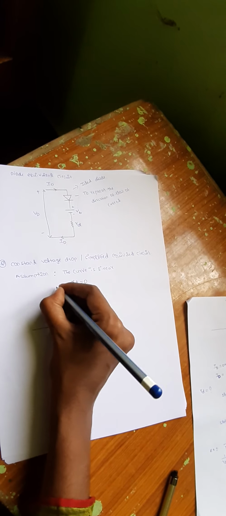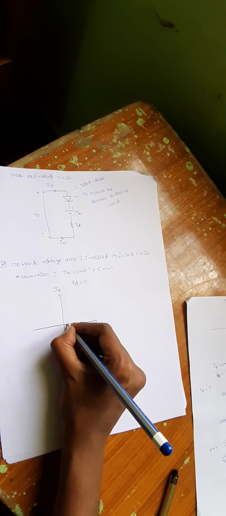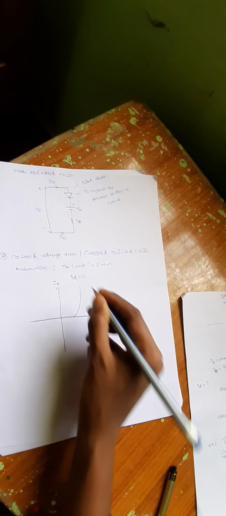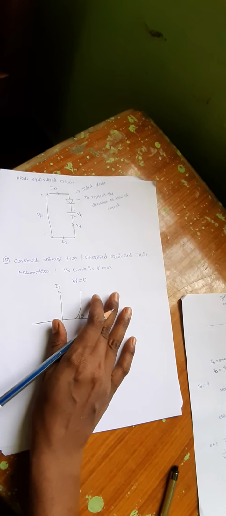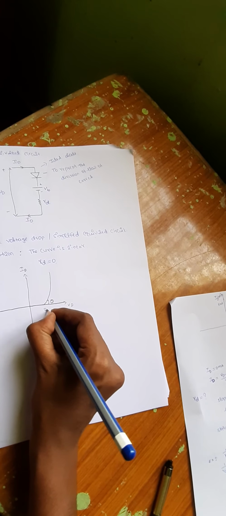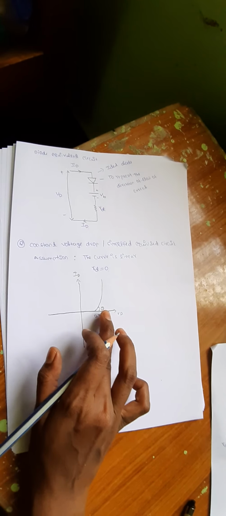Okay, so here it is ID and here it is VD, and we know the curve is like this one. Here you know that this is theta. To find the slope, in the previous part we found the slope theta. So theta, and this is the 0.7 cut-in voltage. Now we need to find this theta value.